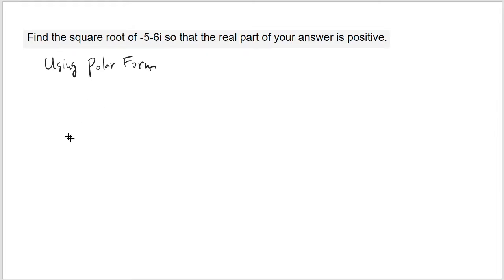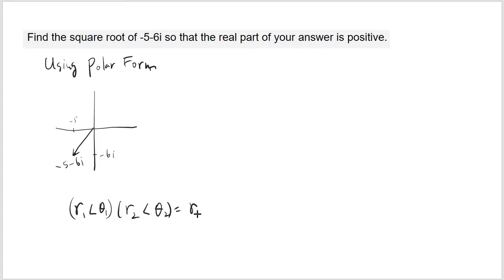So what's a polar form? Well, if you represent this negative 5 minus 6i on the complex plane, you have negative 5 and negative 6i. So this point is what we will call negative 5 minus 6i. We're saying something squared gives you this. In polar form, two numbers multiply in a way that you have r1 angle theta 1 and r2 angle theta 2 equals r1 times r2 angle of theta 1 plus theta 2. What's important is that the two angles add up.